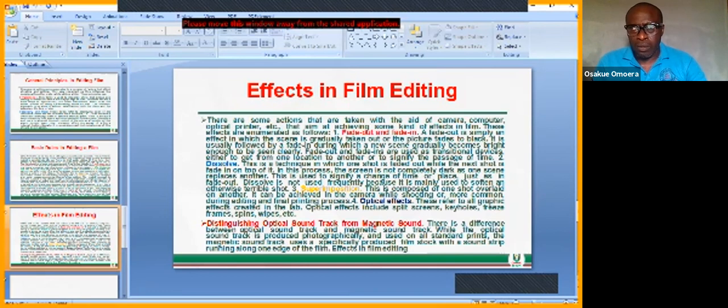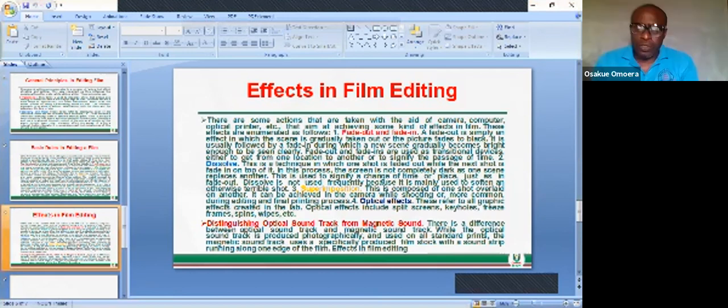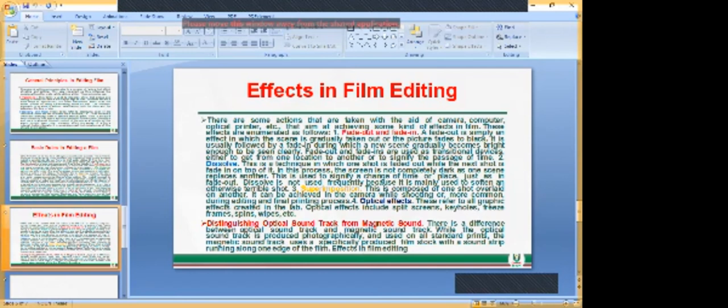Okay, can you see effects in film editing, please? Yes, hello? We can see it, sir. Okay, thank you. So, you can see it clearly? Very clearly, sir. Good.